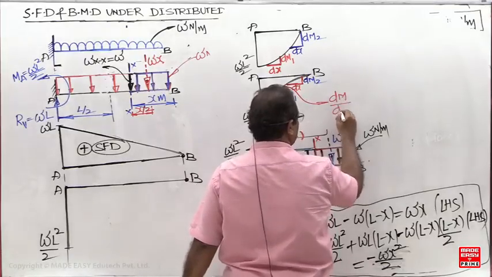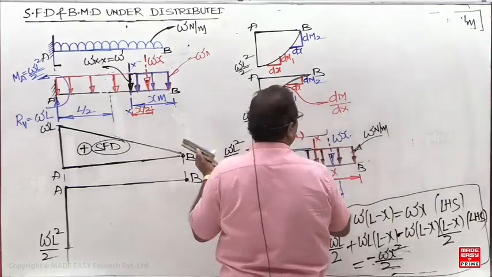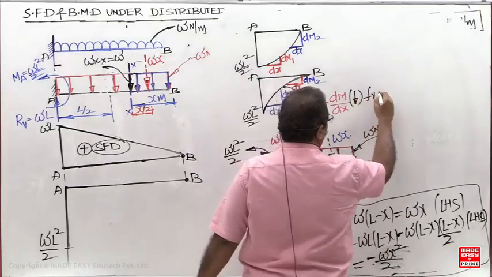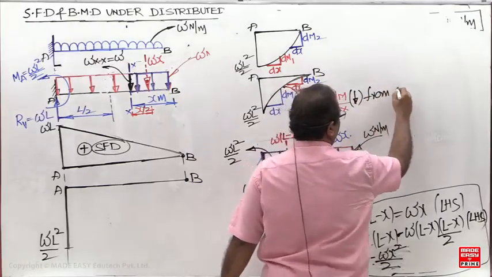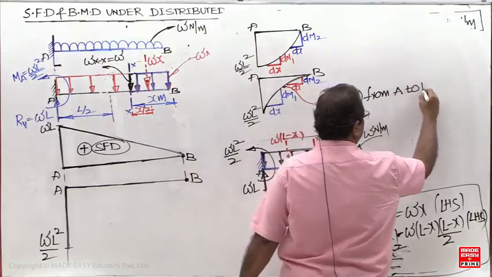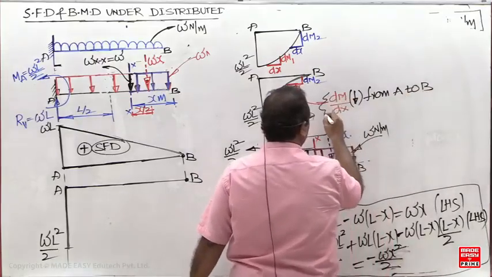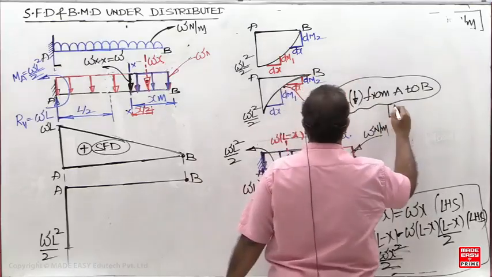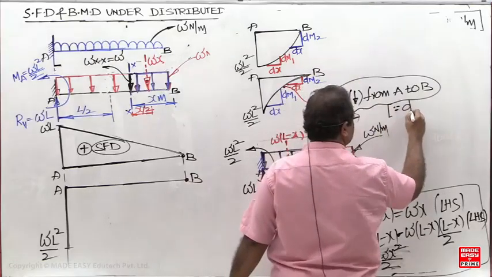dm by dx decreases from A to B, because dm2 is less than dm1.